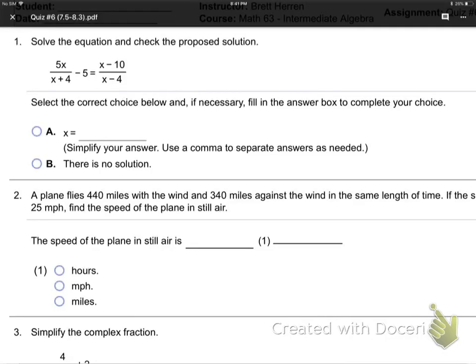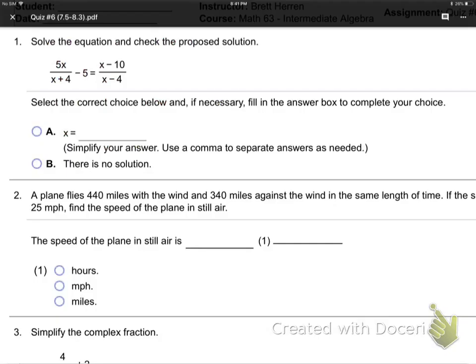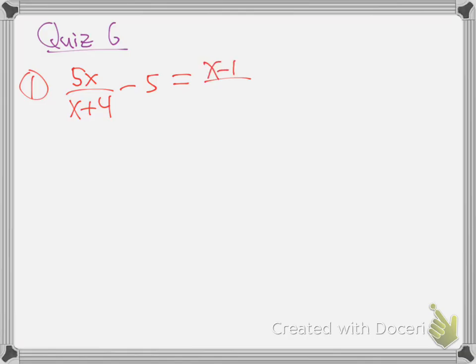Here we go. So they want us to solve that equation. Let me move it over. So this is quiz number 6. Question 1: 5x over x plus 4 minus 5 equals x minus 10 over x minus 4.